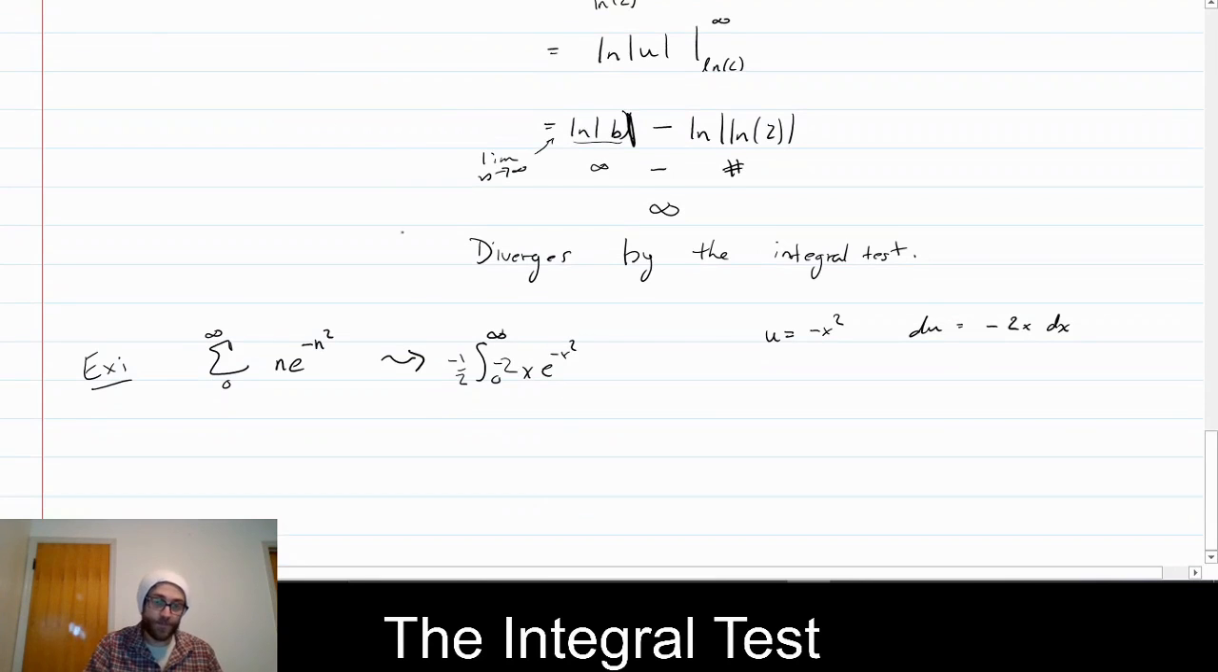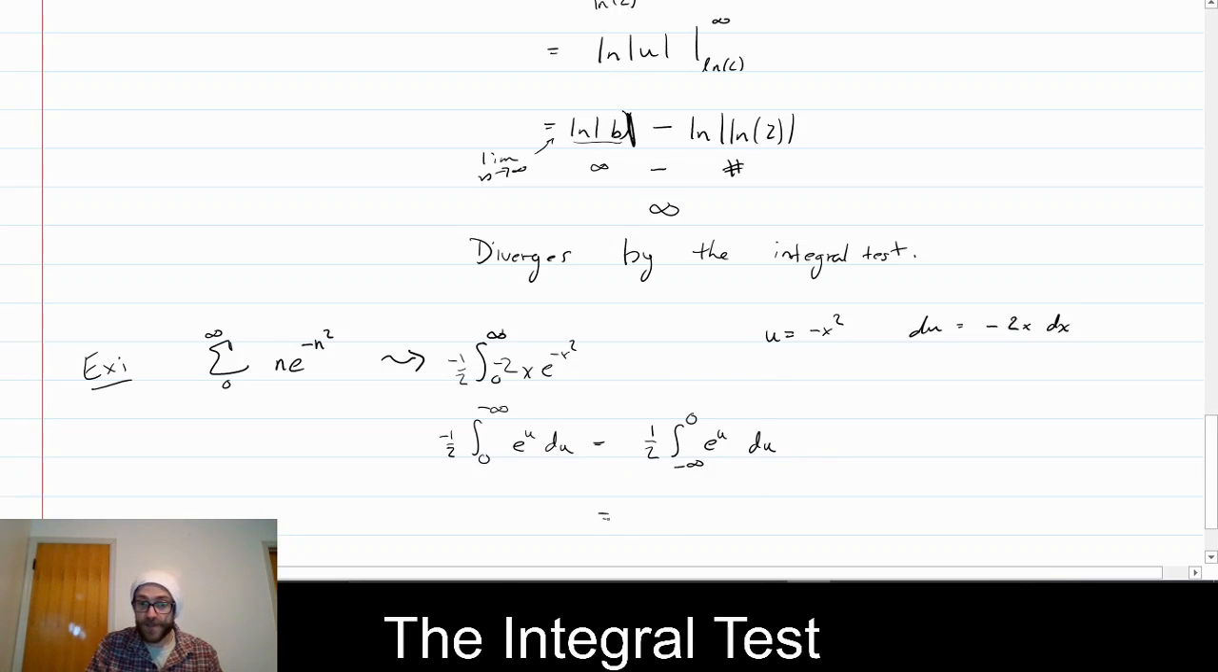And what we end up getting, negative 0 squared is going to keep this a 0. And then negative infinity, as we approach infinity squared, is actually going to be negative infinity. So we have negative 1/2, the integral from 0 to negative infinity of e to the u, right, so e to the u du. And we can actually just switch the bounds and change the sign of our integral. Right, so we can change this to 1/2 the integral from negative infinity to 0 of e to the u du.